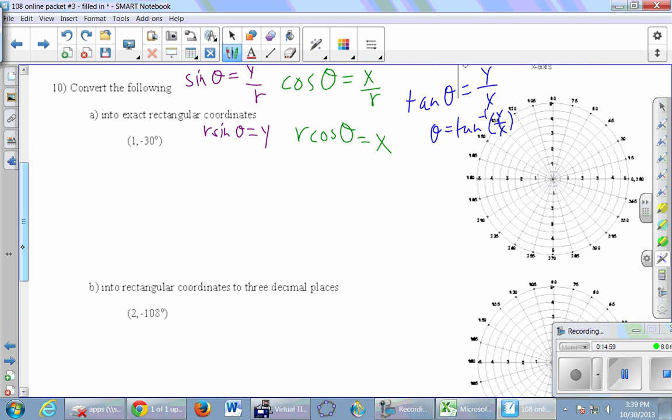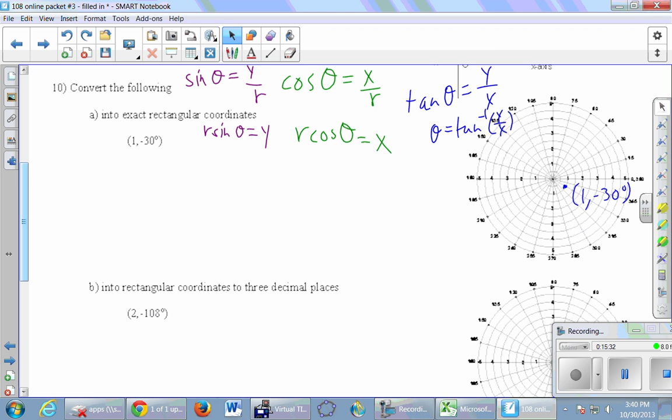Okay, so we'll begin here. Part A. Convert the following into exact rectangular coordinates. And there's a little diagram here to help us. So this is like polar graph paper instead of normal graph paper. So 1, negative 30 degrees. So negative 30 degrees is here. And then we're going positive 1, so that means go in this direction. And that lands us right there. So here's the point 1, negative 30 degrees.